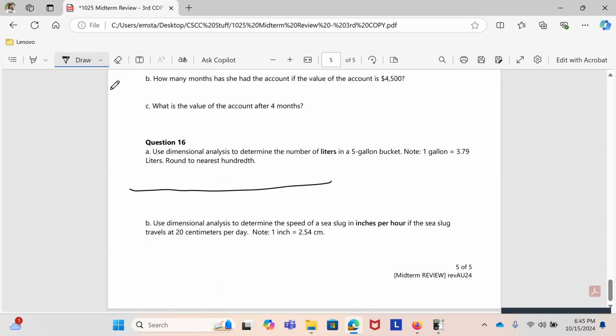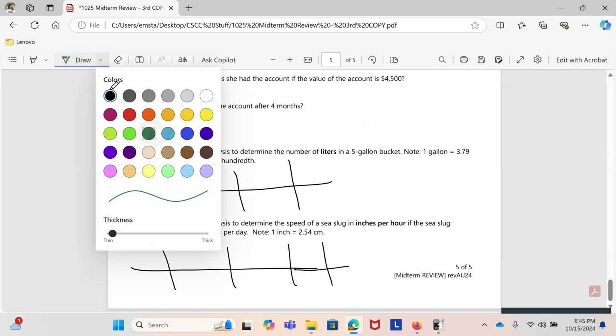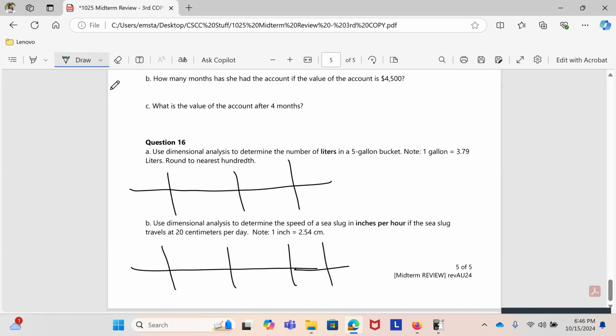I'm going to go ahead and make train tracks here. These are the dimensional analysis ones from 2.4. And after we stop recording, I'll talk a little more about 2.4. So I want to tell you guys about that, but we'll wait till we stop recording because the wider world doesn't need to know that.